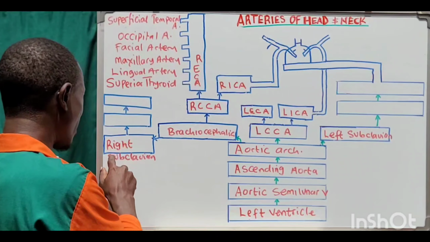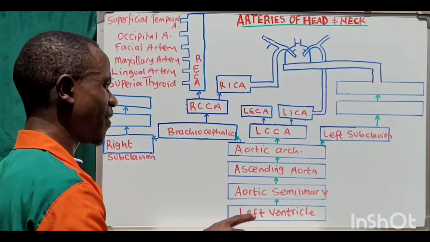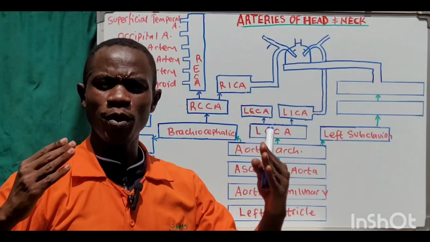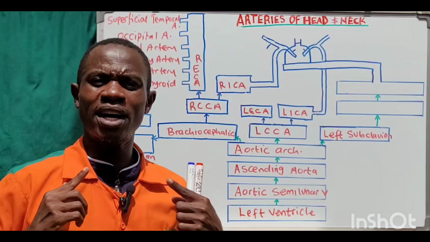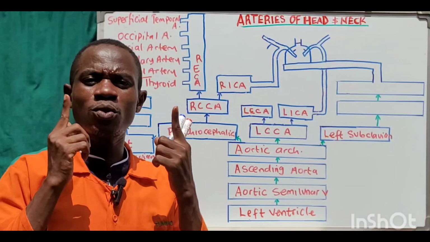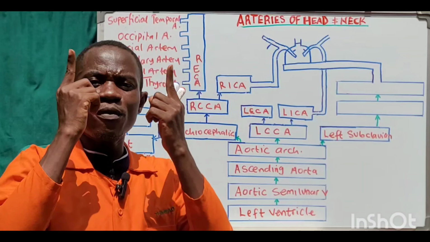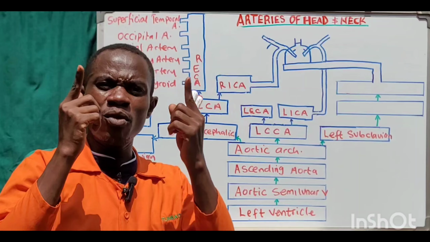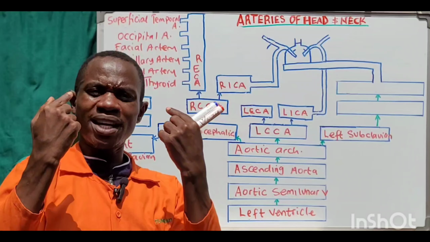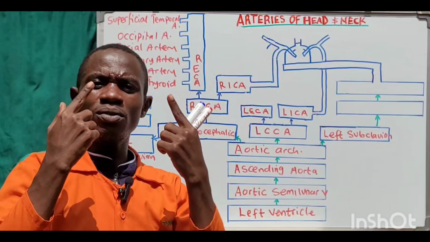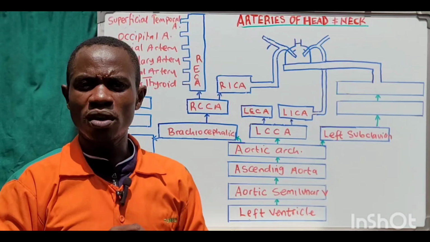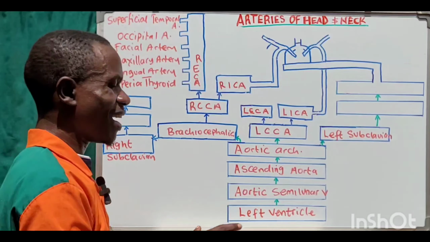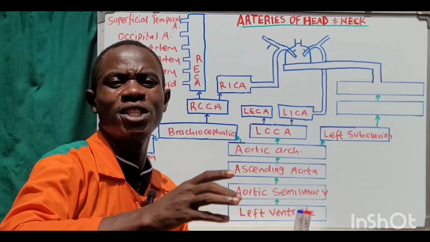Now, the right subclavian artery and the left subclavian artery give off arteries which pass through the cervical vertebrae, around C6. They pass through the transverse foramina. They move up, and around C1, they move around the atlas. They move slightly at the back and pass through the suboccipital triangle, and then they enter through the foramen magnum. Those arteries are what we call the vertebral arteries.